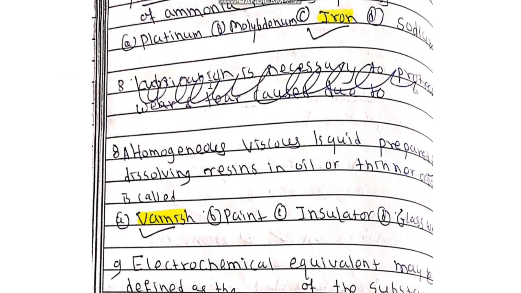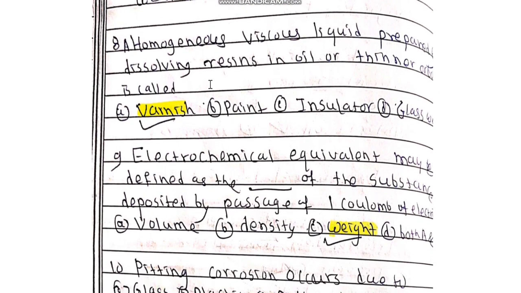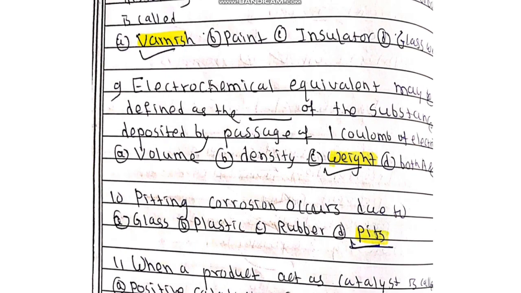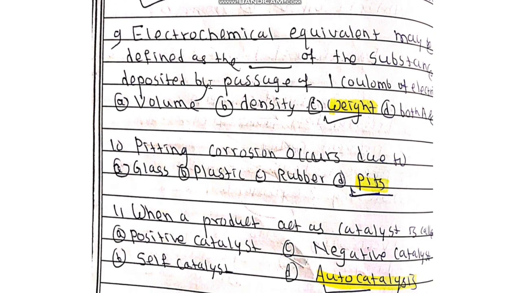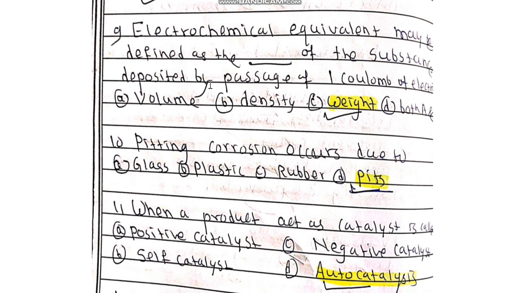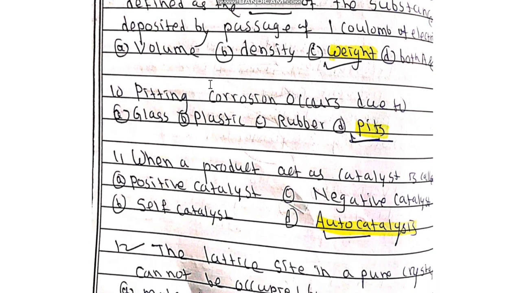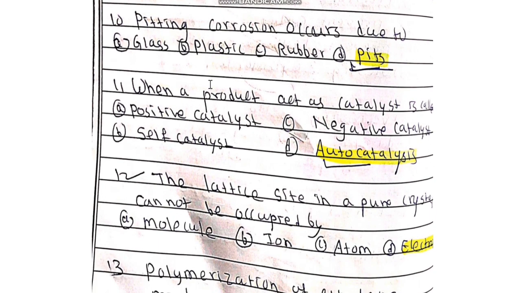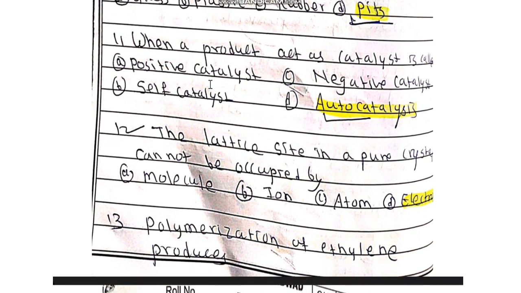A homogeneous viscous liquid prepared by dissolving resin in oil or thinner is called varnish. Electrochemical equivalent may be defined as the weight of the substance deposited by passage of 1 coulomb of electricity. Pitting corrosion occurs due to pits or holes. When a product acts as a catalyst, then it is known as autocatalysis. The lattice site in a pure crystal cannot be occupied by electron.